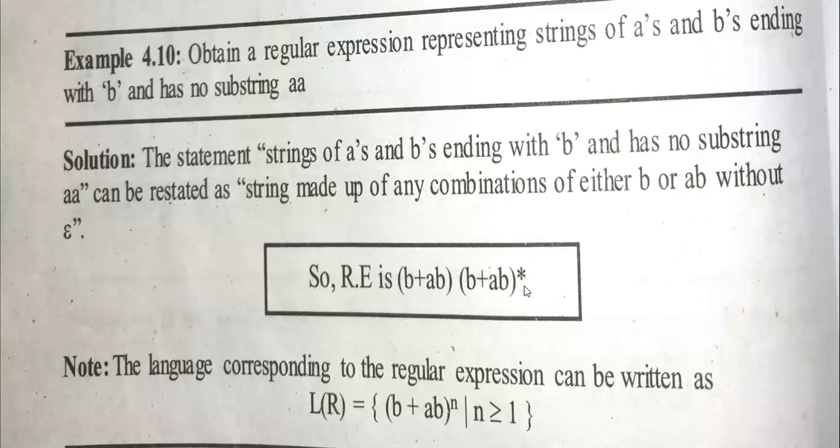So later, at last, question number 10: obtain a regular expression representing strings of a's and b's ending with b and having no substring aa. Observe it very carefully. Ending with b and no substring aa. It indicates that in your regular expression there is no point which should generate double a. And one more thing: it should be ending with b exactly.